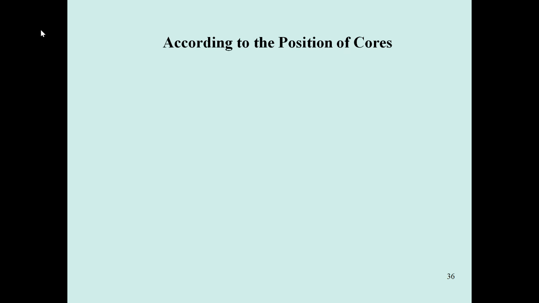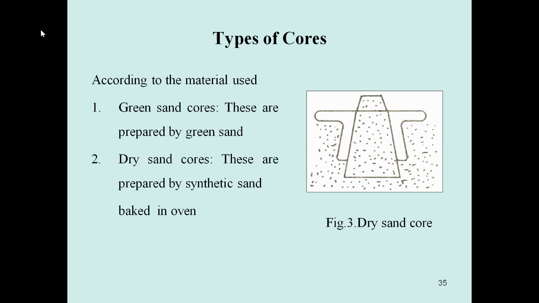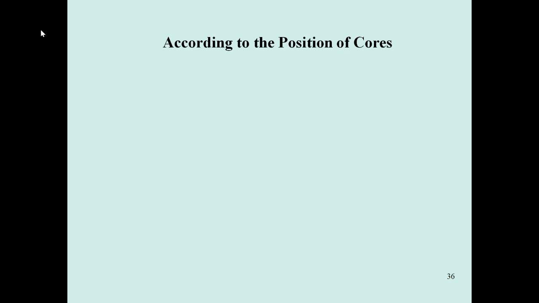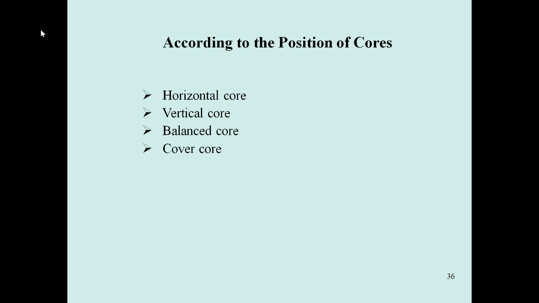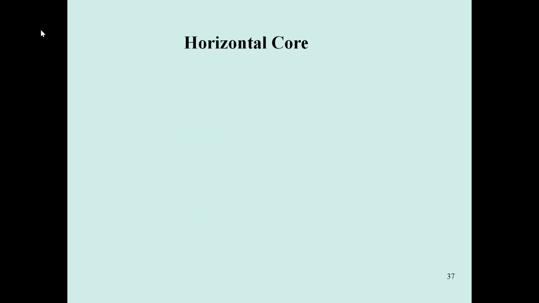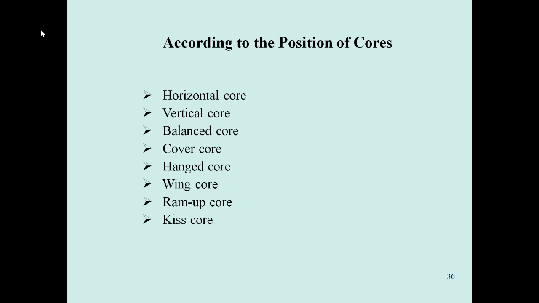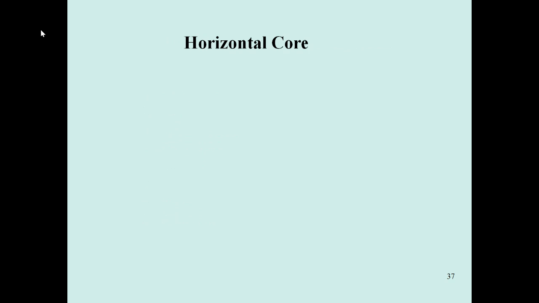Next, according to the position of the core. First one was according to the type of material used, and the next one is according to the position of the core. Horizontal core, vertical core, balanced core, cover core, hanging core, wing core, ram up core, and drop core. All these are the different positionings of cores.